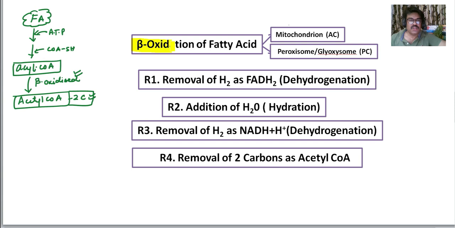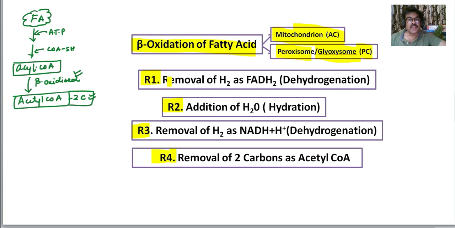Beta oxidation of fatty acid in animal cells takes place in mitochondria. In plant cells, beta oxidation takes place in peroxisomes and specialized peroxisomes known as glyoxysomes. Each beta oxidation round includes 4 important reactions, R1, R2, R3, R4.